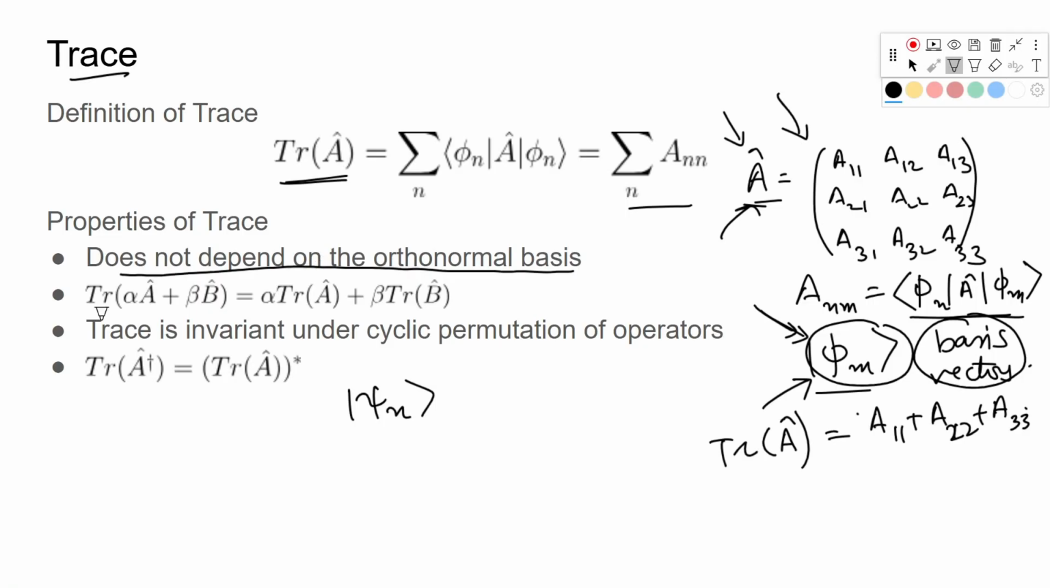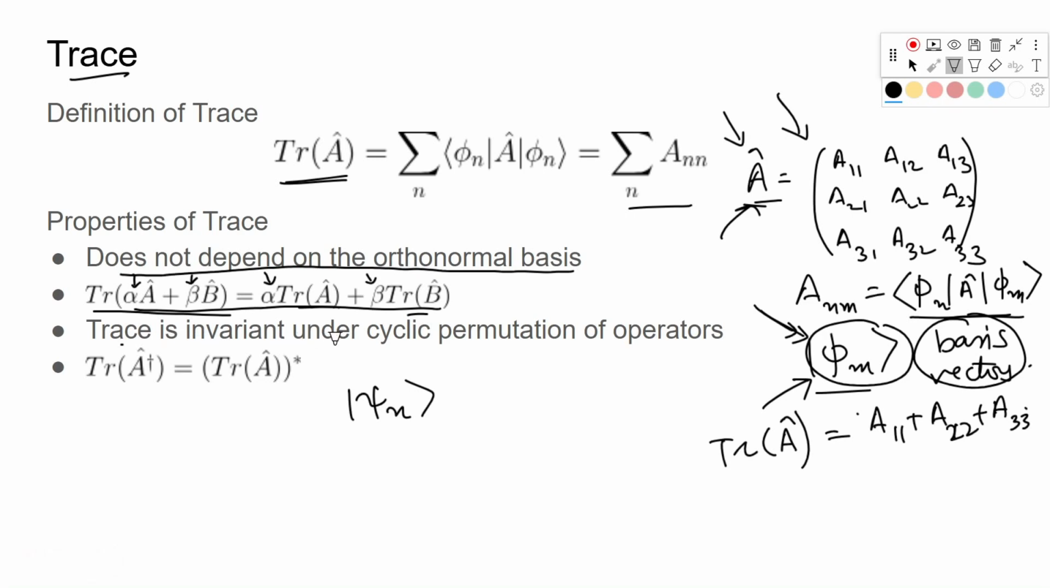not change. Another property of trace is that if you have trace of A and B, you can expand it as trace of A plus trace of B. Also, if you have any scalar multiplying A and B here, those just come out as they are. This is another property of trace.